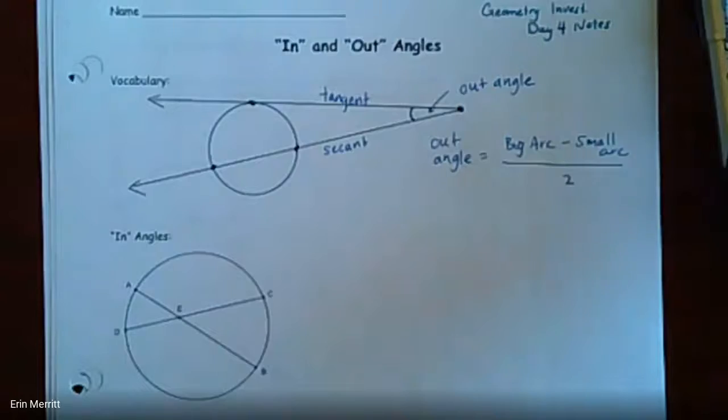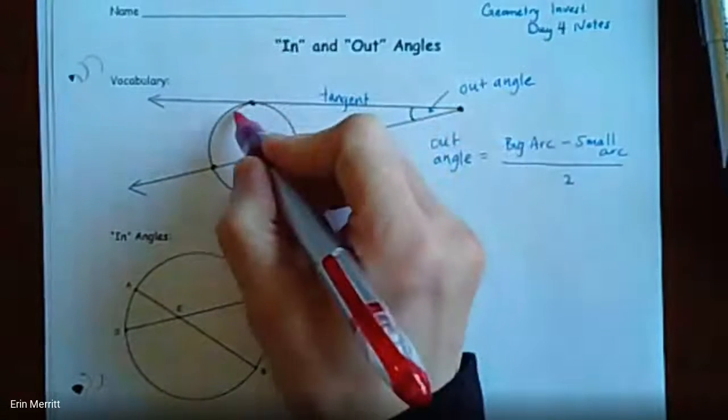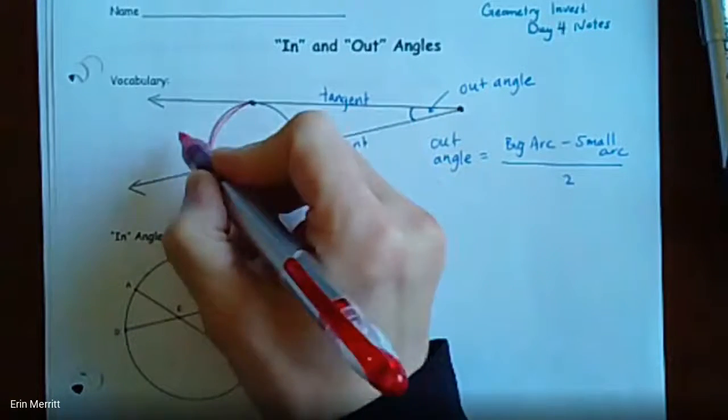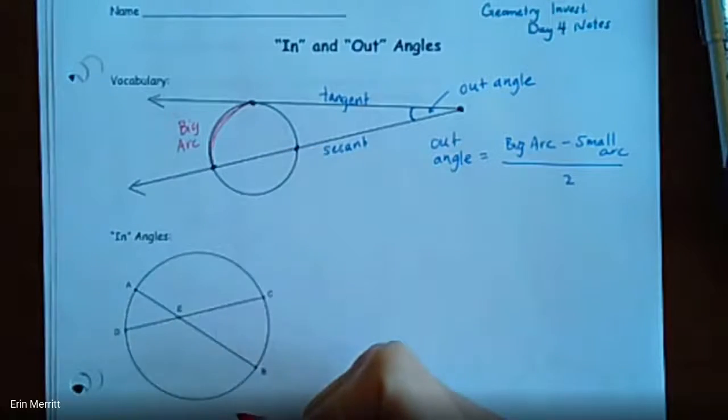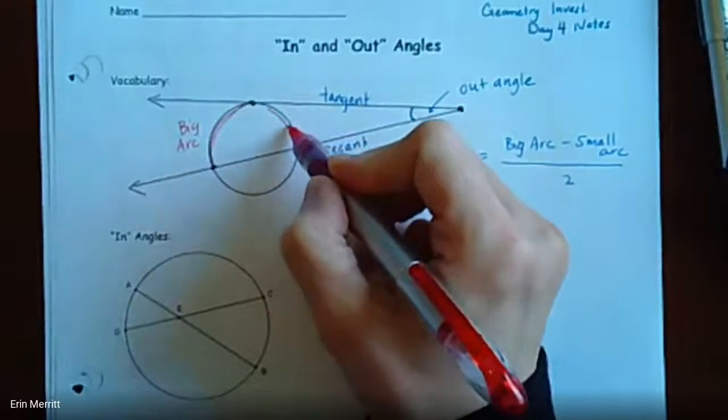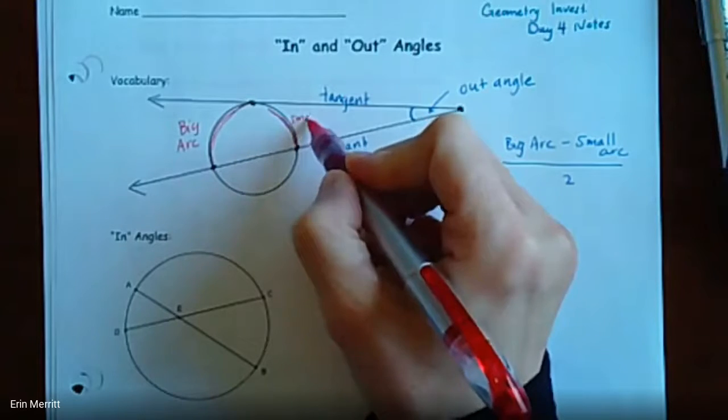So in the picture, the big arc is the one further away. So here's the big arc. And the easy way to tell is the number there should be bigger. And then here, this would be the smaller arc.